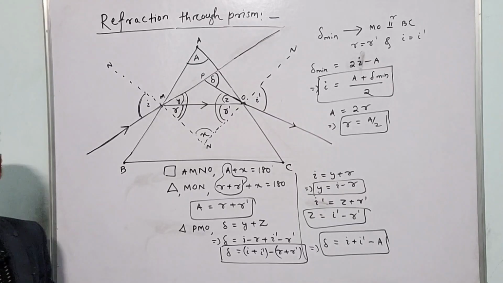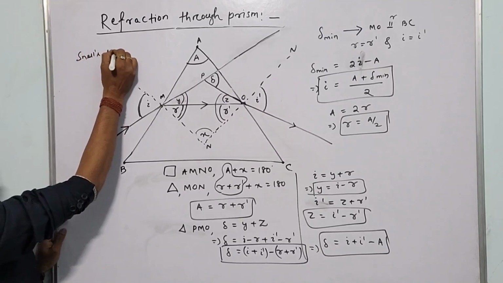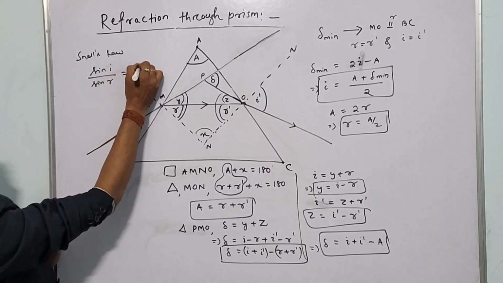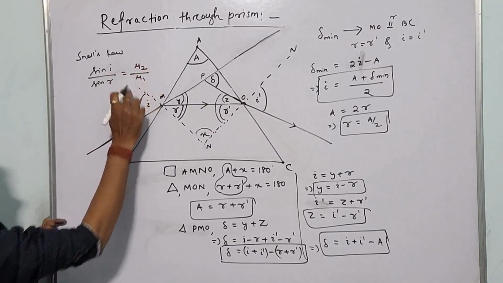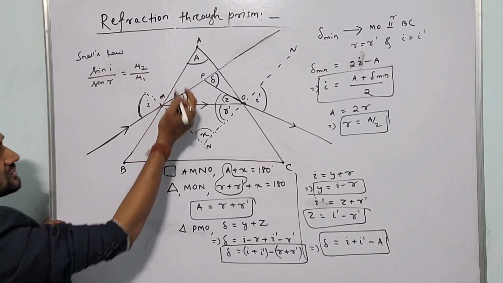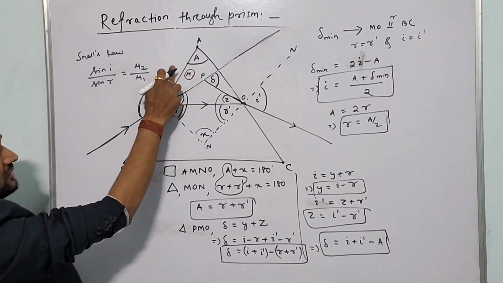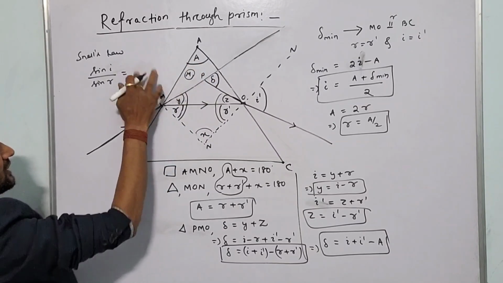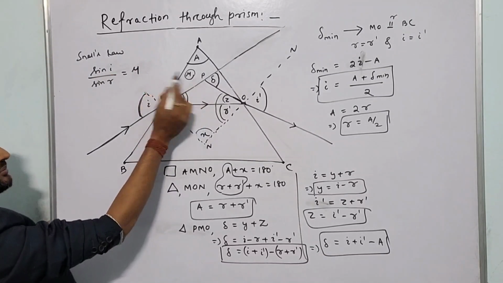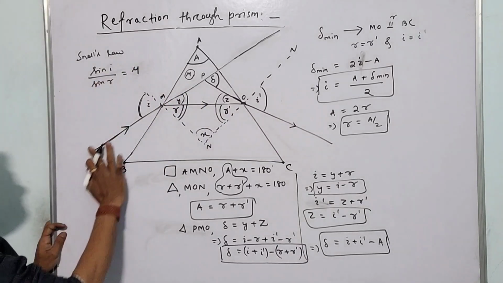Clear? Okay. So now Snell's law. According to Snell's law, sin I by sin R will be equal to mu2 by mu1, refractive index of the denser medium by rarer medium. So यहाँ पे mu2 क्या है? Refractive index of glass, let it be mu, and यहाँ पे AR है, mu1 कितना है? 1. So mu2 is mu, mu1 is 1 since it is air. So mu is equal to sin I by sin R.